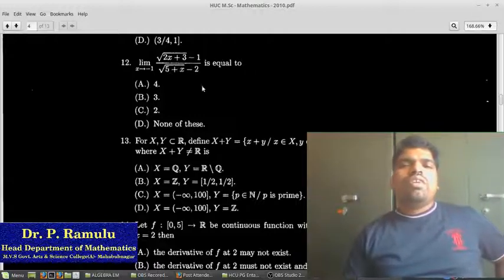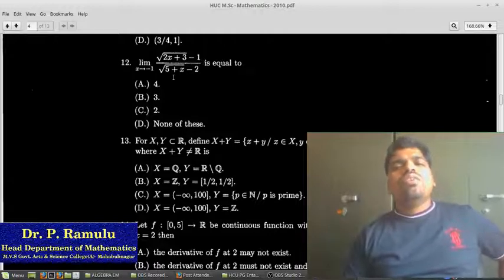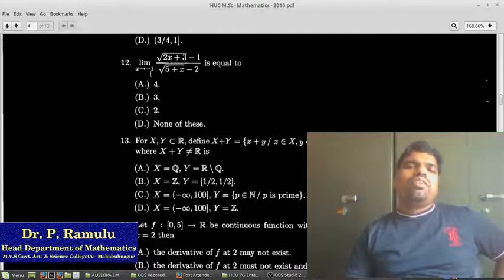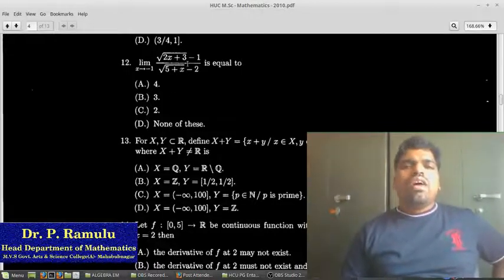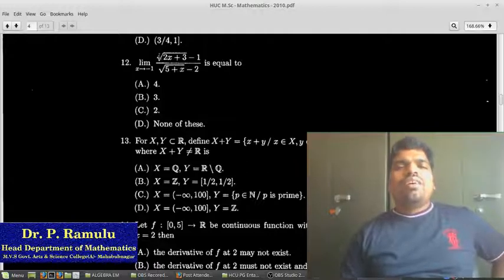This is an indeterminate form, so we want to find the value of this. I want to apply L'Hospital rule to this. To apply the L'Hospital rule, we need to differentiate it. Differentiating it, what do we get?